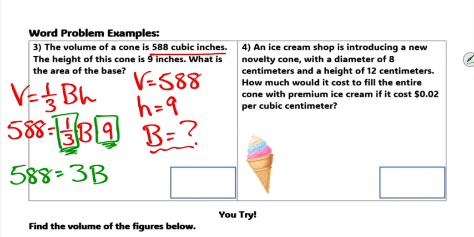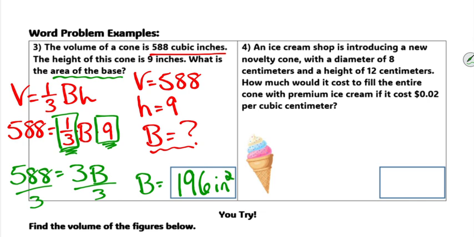And now I want to solve the equation. I want to get B by itself, so I'm canceling out that multiplication by dividing by 3 on both sides. And we find that capital B, or the area of the base, is 196 inches squared. We're talking about an area there. That's why this is squared, not cubed. We're not talking about the volume. That measurement would be cubed.